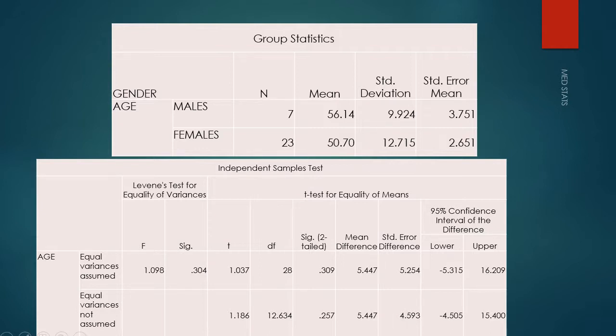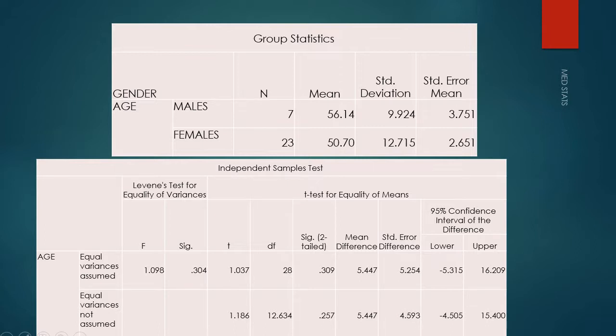In the first table, the group statistics table, the second column indicates the total number of samples that are present in each group. That means in my study I have 7 males and 23 females, and the mean age of males is 56.14 and the mean age of females is 50.74. Then the standard deviations are given in the next column, followed by standard errors.